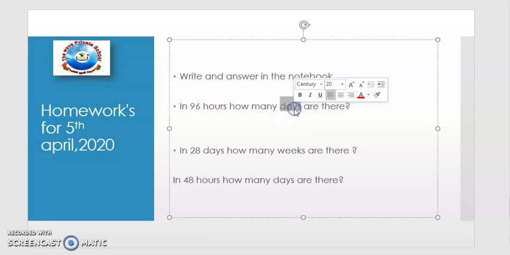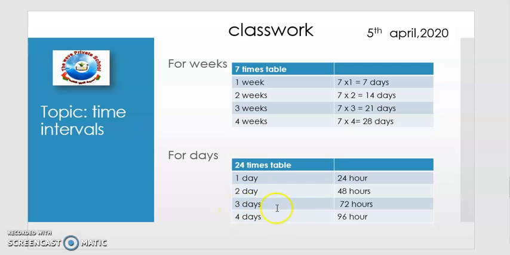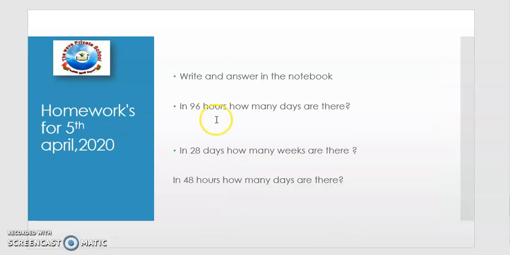So what I will do is start counting. Whenever we want to convert days to hours, hours and days, we need to find it by the 24 times table. Whenever hours and days come together, it means we need to read the 24 times table. 24 1s are 24. 24 2s, how much? 48. 24 3s, 72. And 24 4s, 96. It means 96 hours is how many days? 4 days. So the answer is 4 days.